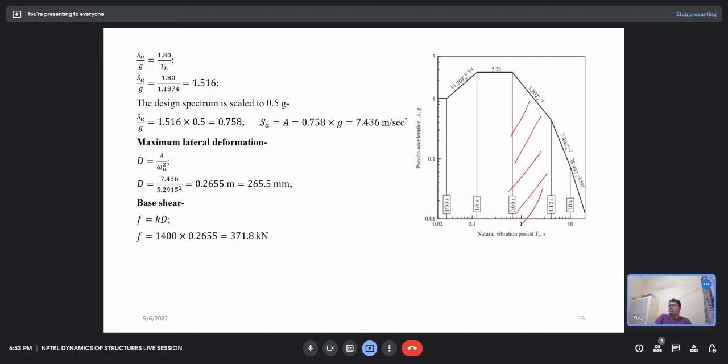Is there any doubt in part B? Because it is the same as part A, only the stiffness is changed. Any doubt?